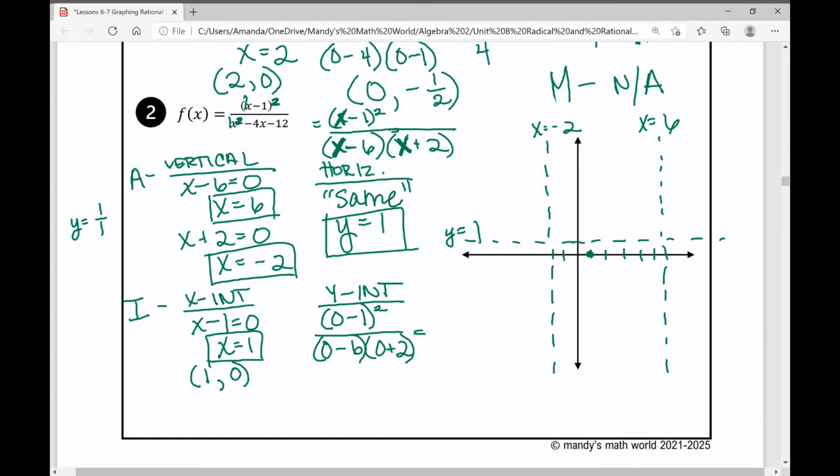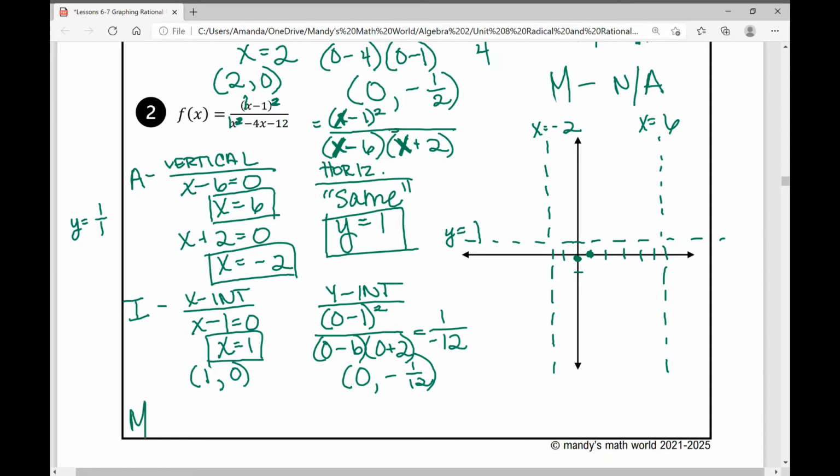Which is 0 minus 1 is -1. -1 squared is +1 over -6 times +2 is -12. So this is 0, -1/12. So what does that tell me? That tells me that it's negative, right? I know my function is going down just like that.